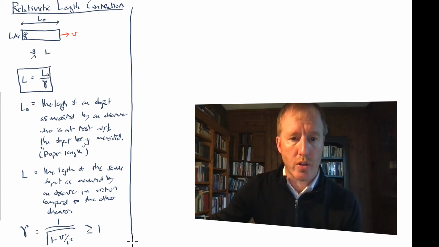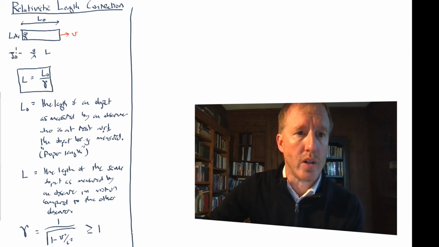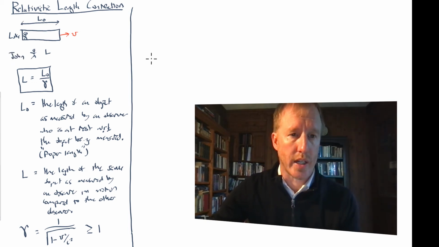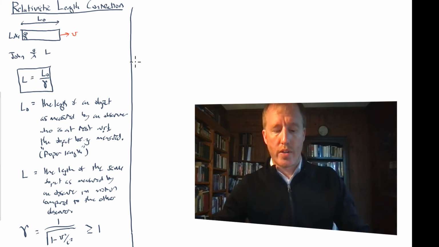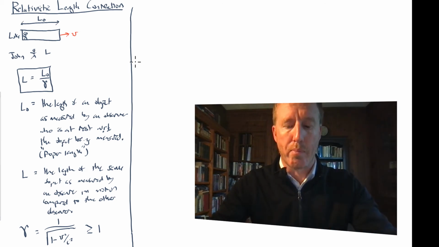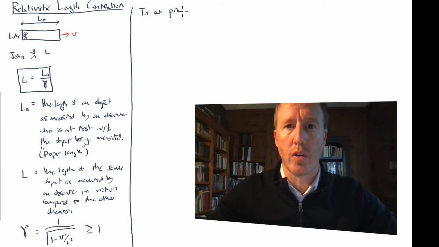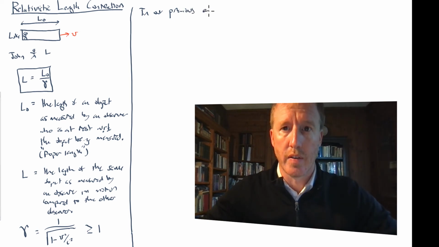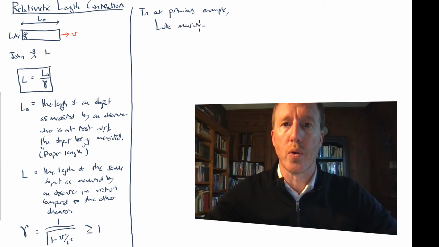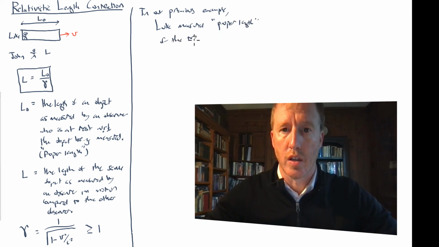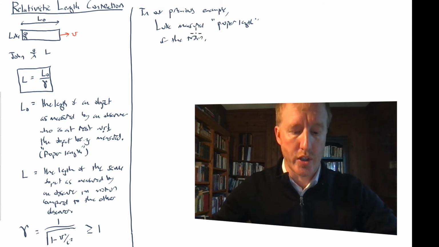So a couple of things I just want to point out here. Notice in the example that we used before, John and Luke were measuring the length of this train as it rushes past. Notice that Luke is the one who measures the proper length of the train. So in the example we used to develop this formula, it was Luke who measured the so-called proper length of the train, because he is at rest relative to the train.